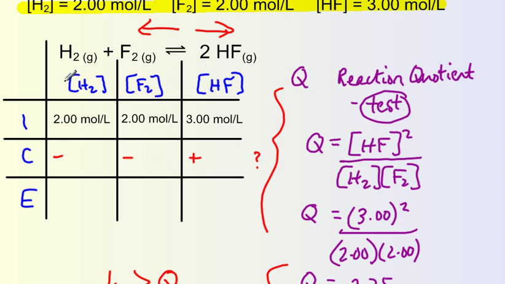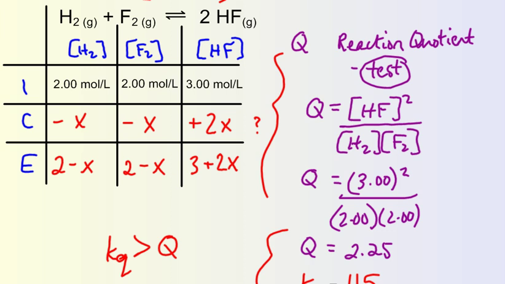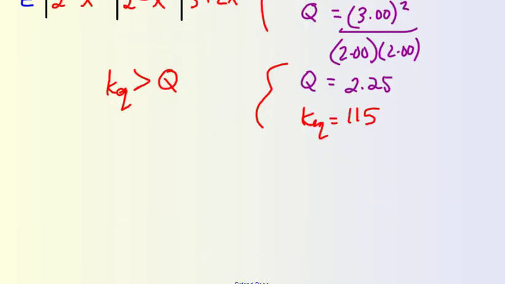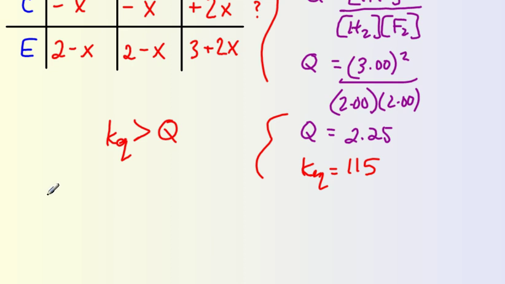After that, we proceed the way that we have been. On the reactant side, we know the amount of hydrogen and fluorine are going to decrease by some value x, and on the product side, HF is going to increase by some value 2x. So at equilibrium, the concentration of hydrogen is 2 minus x, the concentration of fluorine is 2 minus x, and the concentration of HF is going to be 3 plus 2x. I know I dropped my significant digits there. I did that for space's sake, so we'll get them back in a second. So let's solve for x.